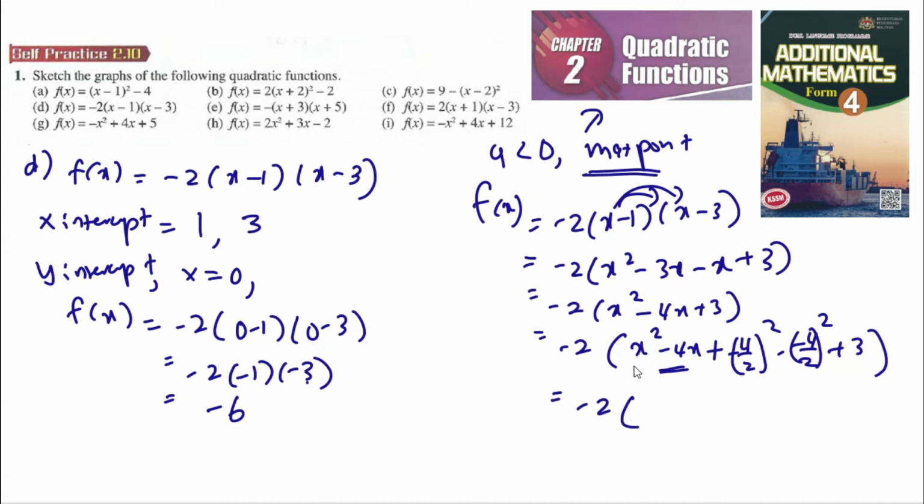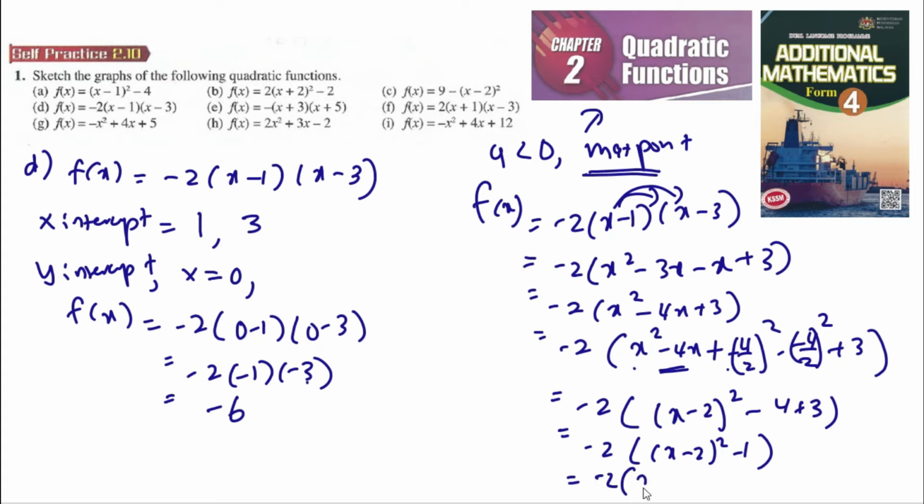And then we take the first and the third terms, which is x. Don't forget the -2 squared. -2 squared is 4, plus 3. So we get -2[(x - 2)² - 1]. To open the bracket at the back, -2 times -1 is 2. So we get -2(x - 2)² + 2. So we see here the maximum point is (2, 2).